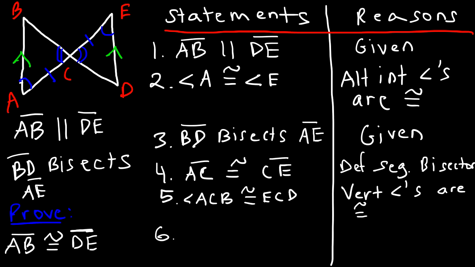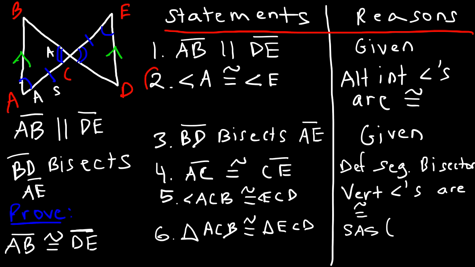Now let's move on to statement 6. So we can now prove that the two triangles are congruent. Triangle ACB is congruent to triangle ECD. And the reason for that is the angle side angle postulate.